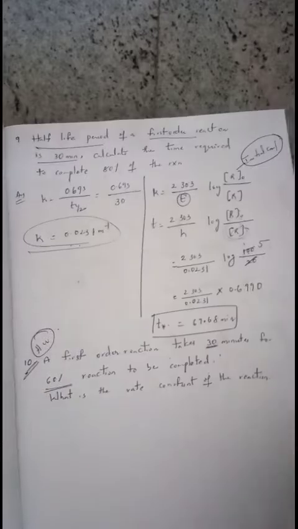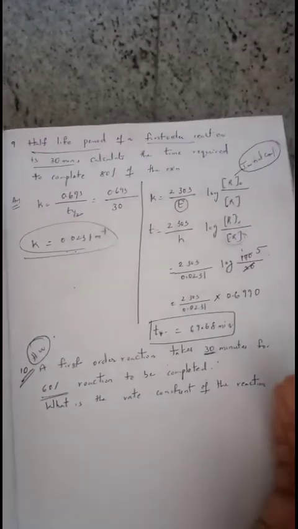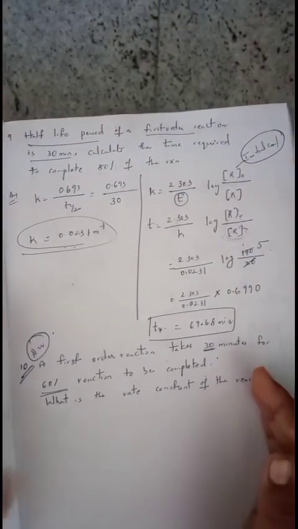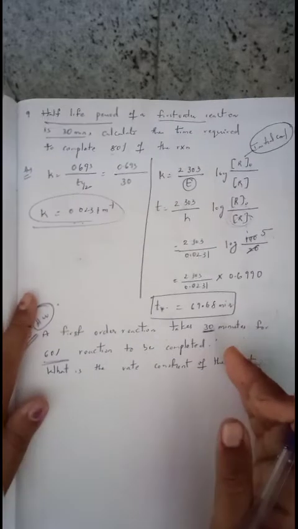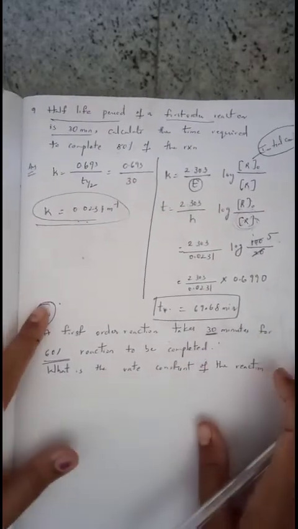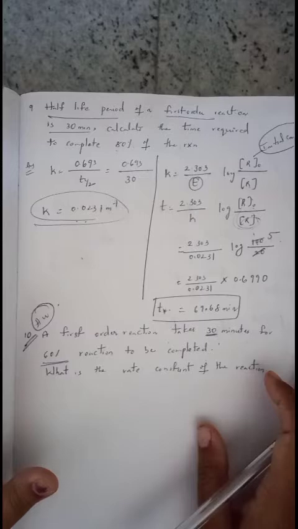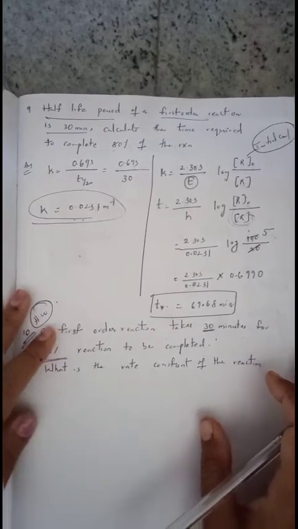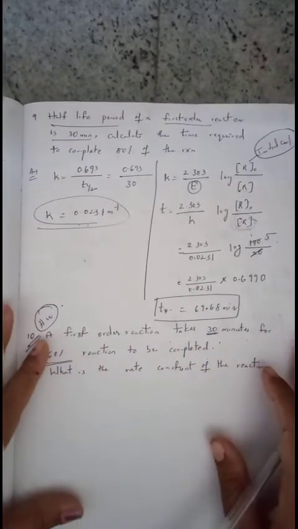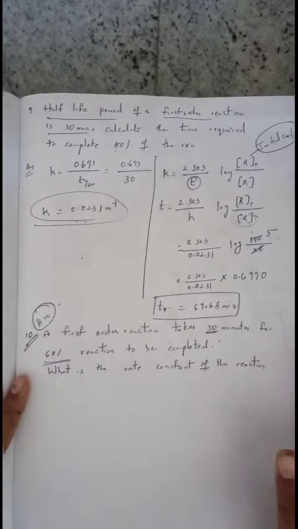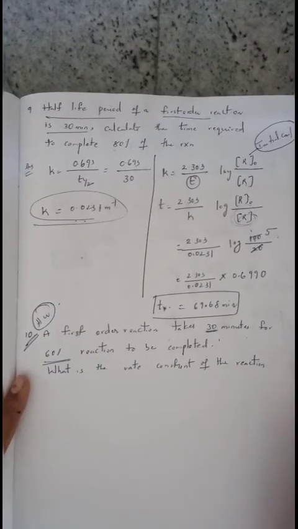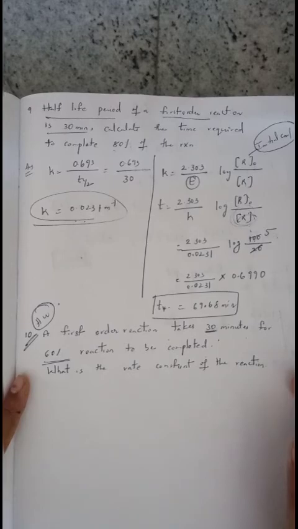Try to find it. So this is about the chemical kinetics chapter. Here I have discussed a few important questions and numericals based on half-life time, activation energy and order of reaction. Try to practice as many other problems as possible, and concentrate on this chapter, as it is important for the final exam. Thank you.